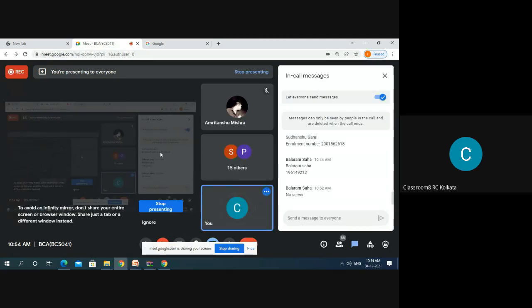Sir, in a peer-to-peer system, there is actually no server machine? Yes, no server machine is present. It means all are servers and all are clients. It is a very easy and basic network.